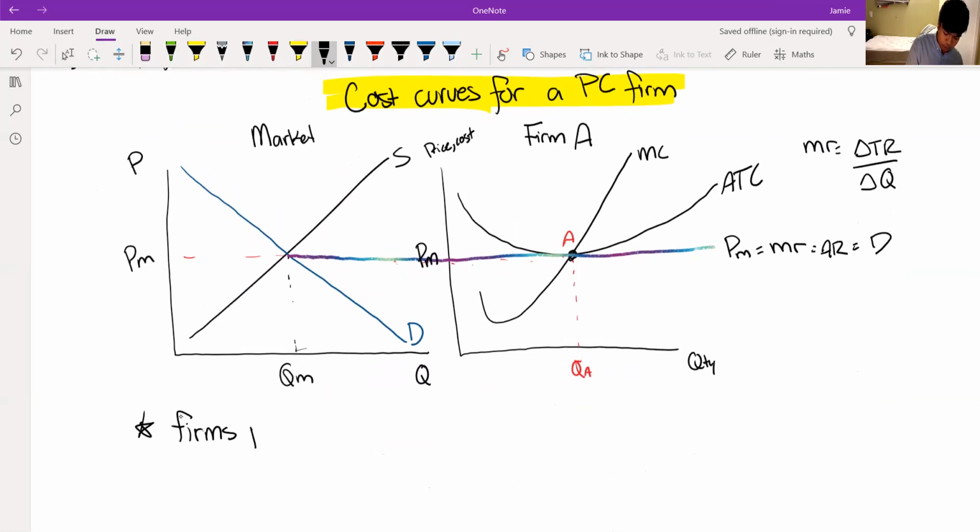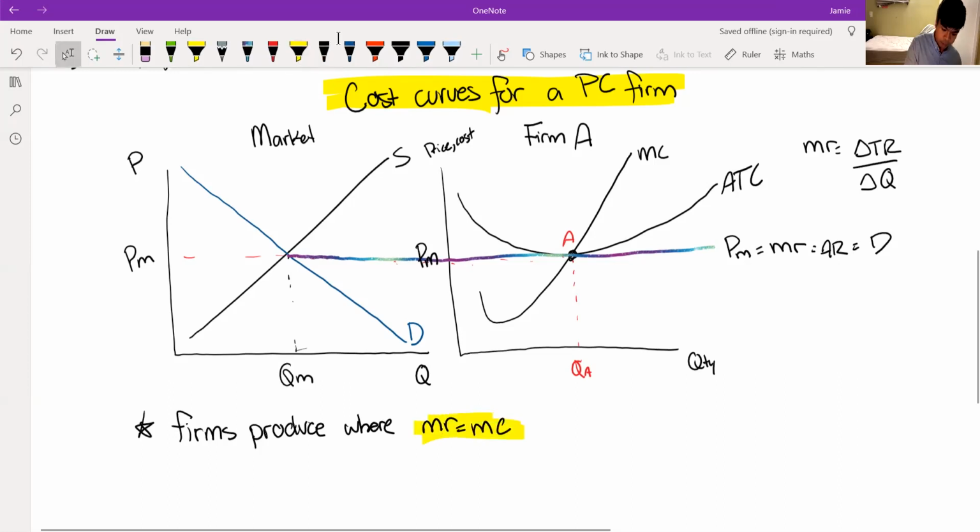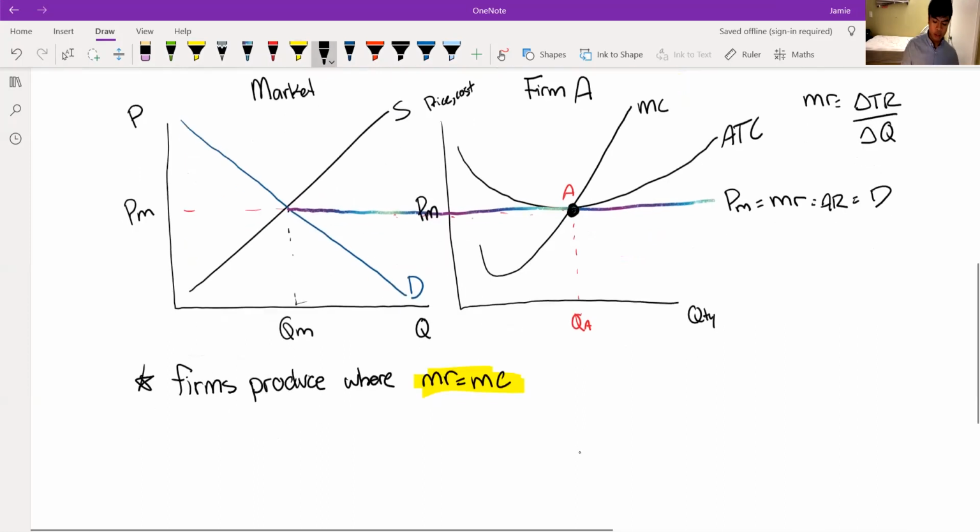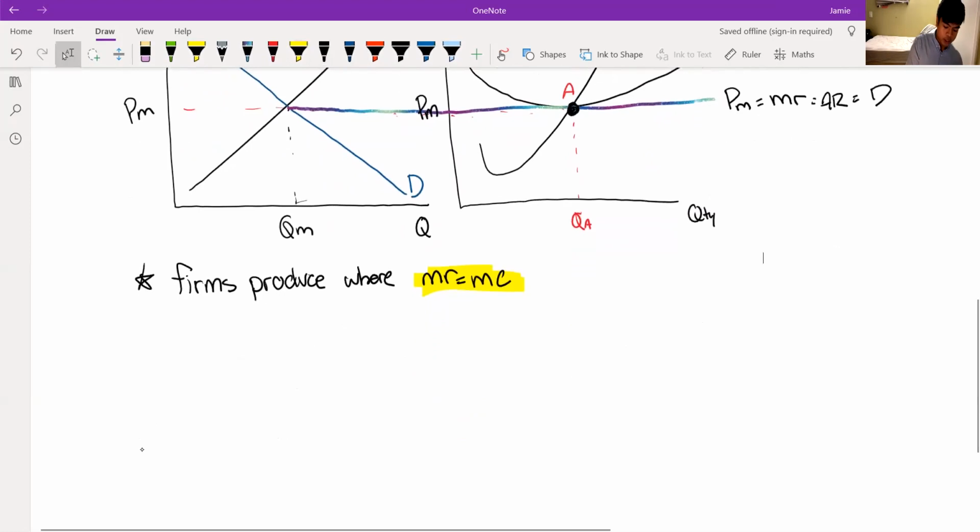Any firms produce where marginal revenue equals marginal cost. Okay, important. So they're going to set their production at marginal revenue equal to marginal cost, which is here, where marginal cost intersects marginal revenue, which is conveniently at point A and QA. Cool.